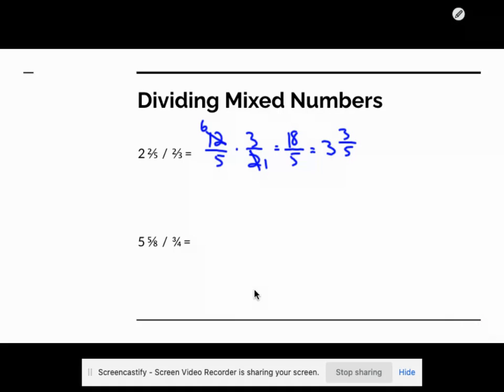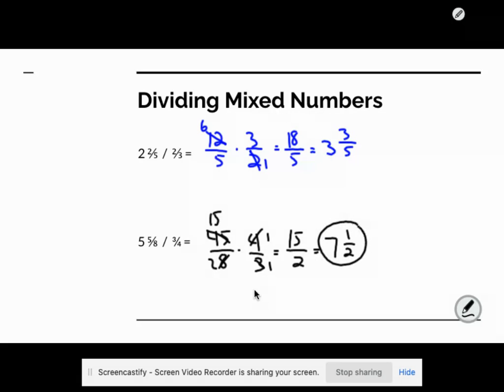My next example, 45 over 8, and I'm going to multiply by my reciprocal of 4/3. 3 goes into 45 15 times. 4 goes into 8 2 times. So I have 15 over 2, which equals 7 1/2. Final answer.